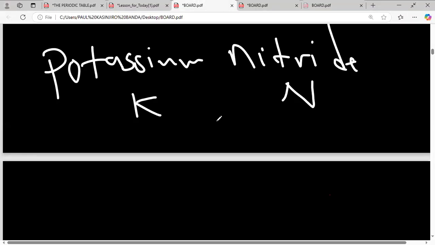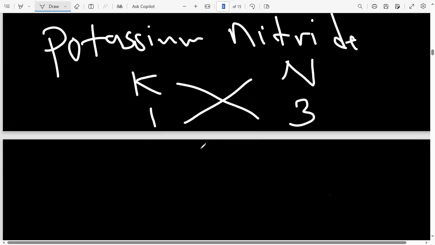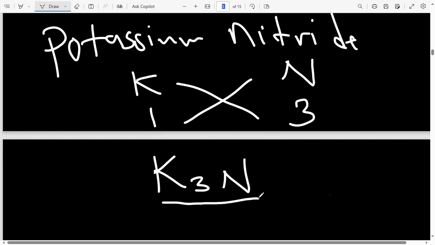So you write the 1 under the potassium and then the 3 under the what? The nitrogen. And then you draw a cross multiplication there. Okay, so what are you going to get here? You're going to get K, it gets this 3, so you have the 3 there, and then this N will get the 1, but we don't show the 1. So this here is the chemical formula for what? Potassium nitride. Okay, I hope it's making sense. If it's not, please ask.